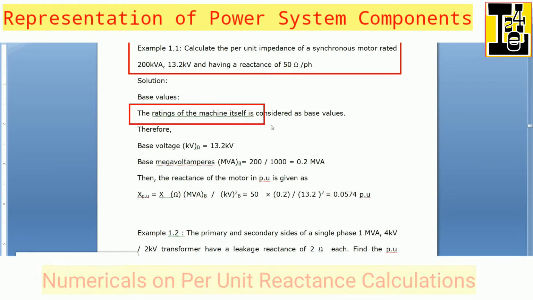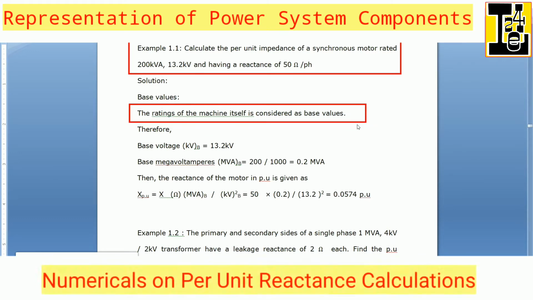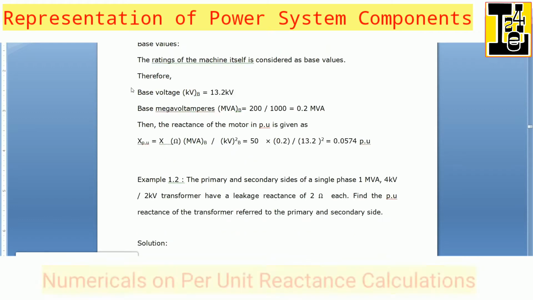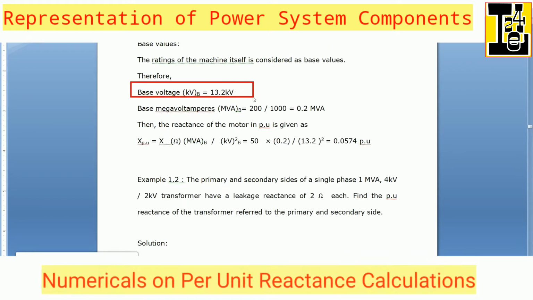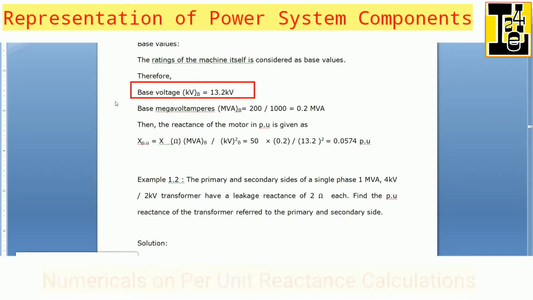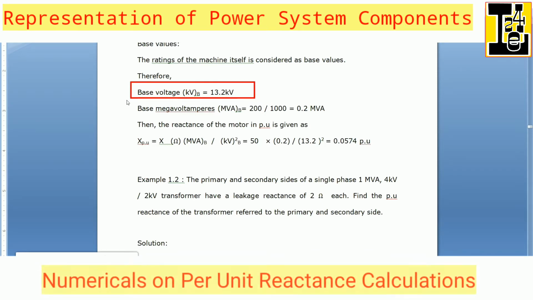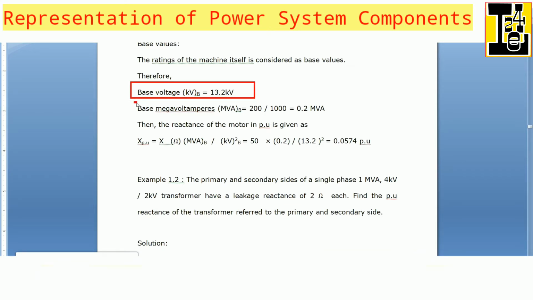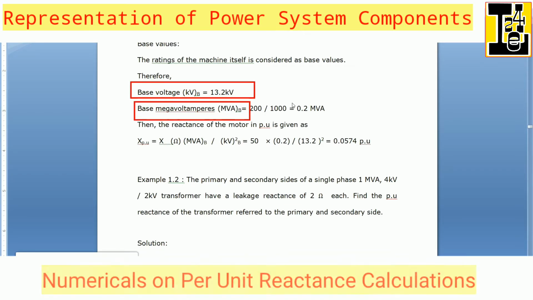Let me solve the problem. The ratings of the machine itself will be considered as the base values. The base kilovolt is given as 13.2 kilovolts. The base MVA is given as 200 kVA. It is to be converted to MVA. So it will be 0.2 MVA.